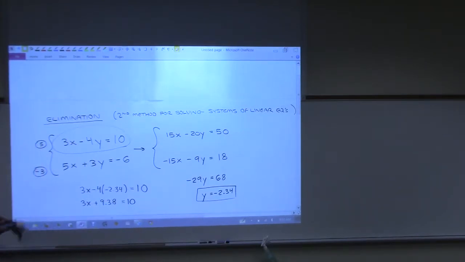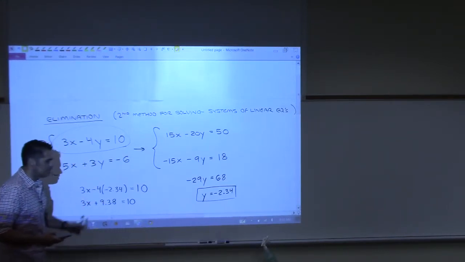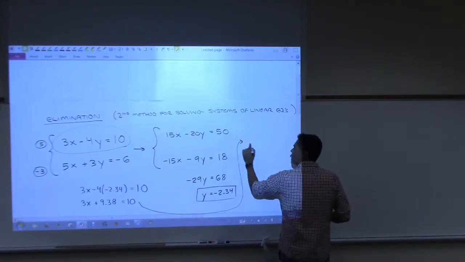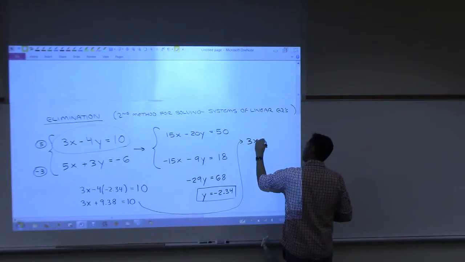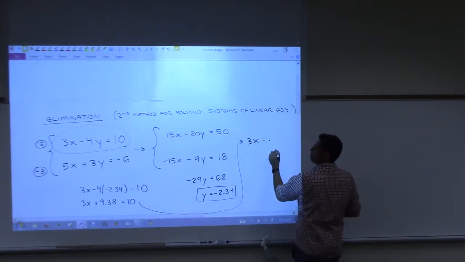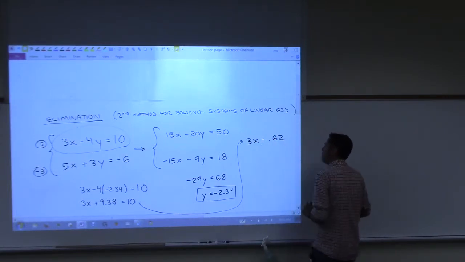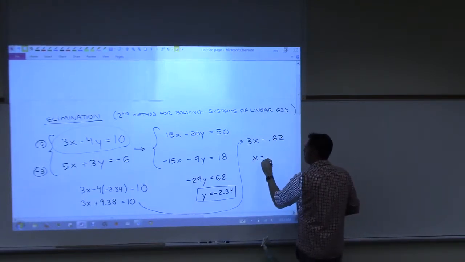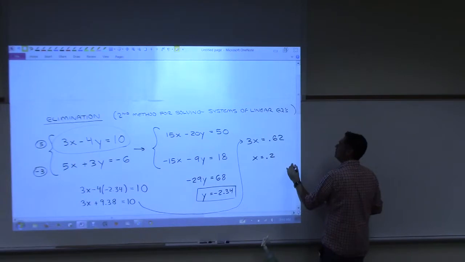And now this is just a little linear equation, move things around, divide through. So I'm going to take 10, I'm going to subtract 9.38. So I get 3x equals what is that, 62? And then divide that by 3, and you get 0.2.